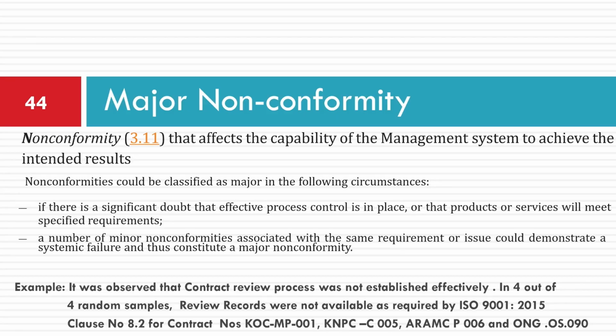Possibly they are not reviewing the contracts, or they have got a serious problem in the purchase process, so they will buy faulty material, or in the project execution process, or project management process, or contract review process, or whatever process. So there is an element of the management system that is failing significantly, which casts doubt on the organization's ability or capability to achieve intended results.